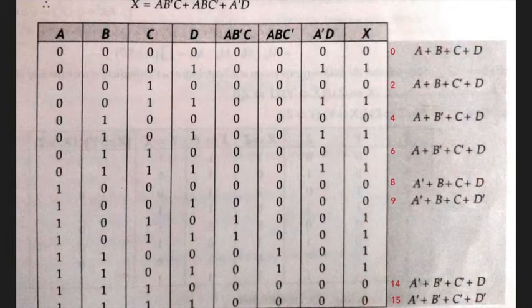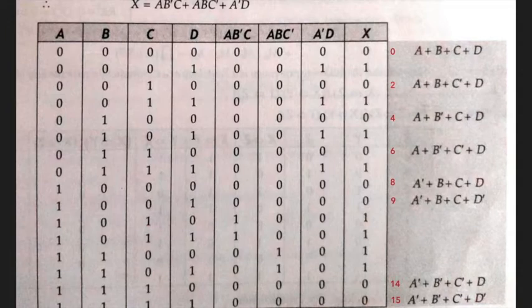Now this point you need to remember is, this is POS. So talking about POS, you always know that we'll have to take only those rows where the output is 0. Please remember, in SOP we used to take those rows whose output is 1, but this is POS, so we'll have to take rows with the output 0. Okay, so side by side we have written their corresponding expression also.